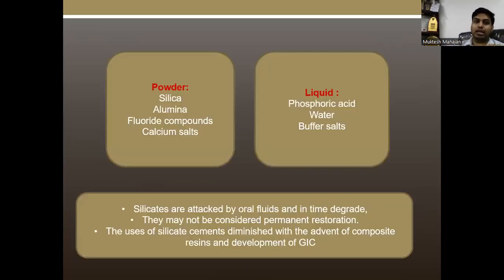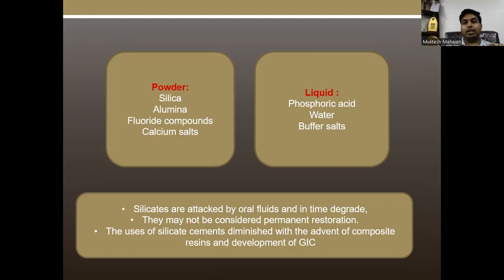Powder contains silica, alumina, fluoride compounds, and calcium salts. Liquid contains phosphoric acid, water, and buffer salt. Silicates are attacked by the oral fluid and in time degrade. This may not be considered a permanent restoration.